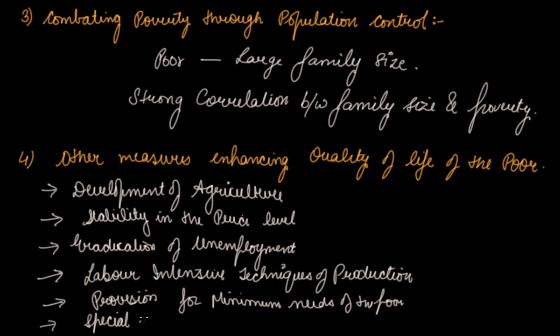Special focus on backward regions. See, backward regions like Uttar Pradesh, Bihar, Odisha, Nagaland. So the government is focusing more on these regions in order to eliminate poverty.